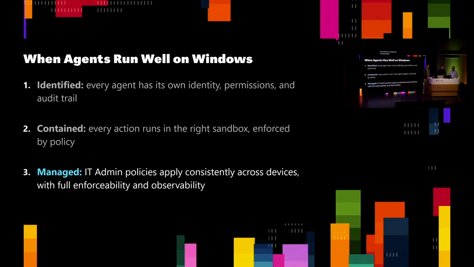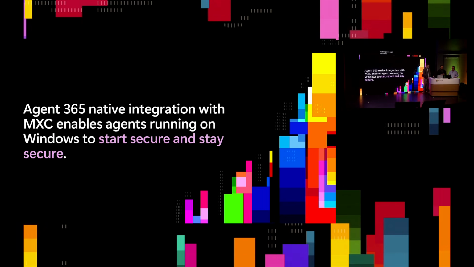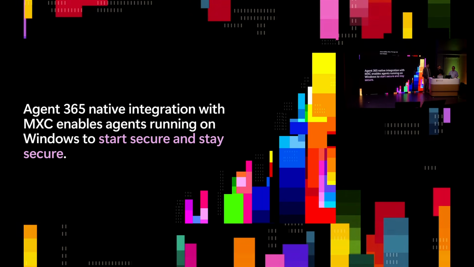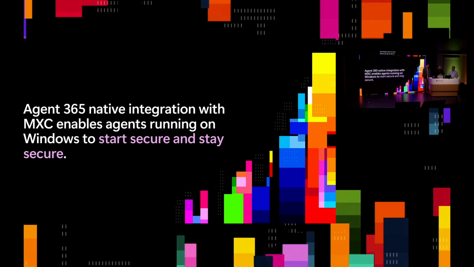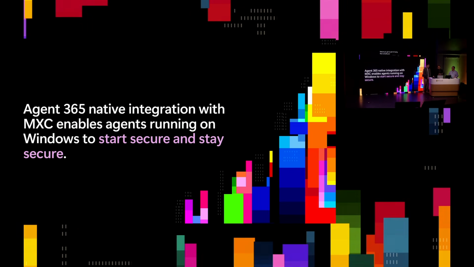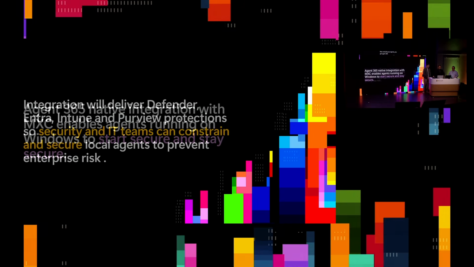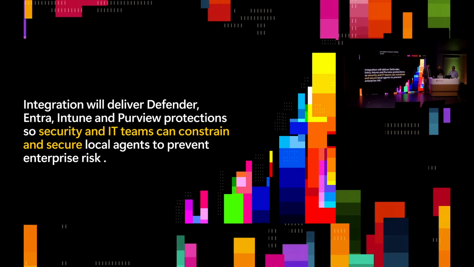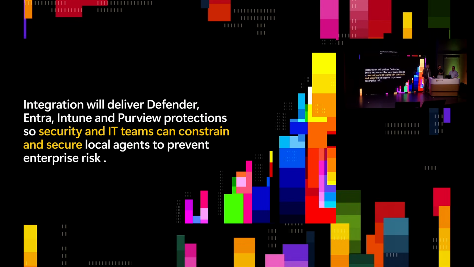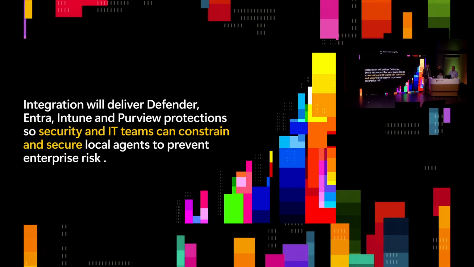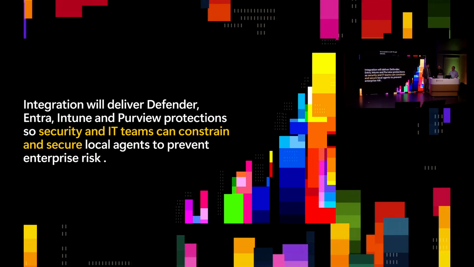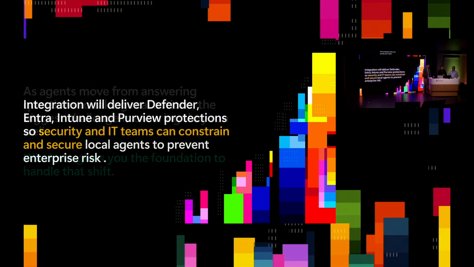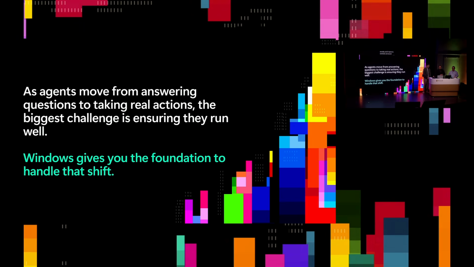Now, if we go one level deeper, here's an extra feature you get as part of using MXC to build your agents. You get Agent 365 native integration. And this enables your agents running on Windows to start secure and stay secure. And this also means you get the full ecosystem as well. You get Defender, Entra, Intune, and Purview. Their protections allow your security and IT teams to constrain and secure local agents to make them run more securely in enterprise context. So that's really like a nice icing on top of this.